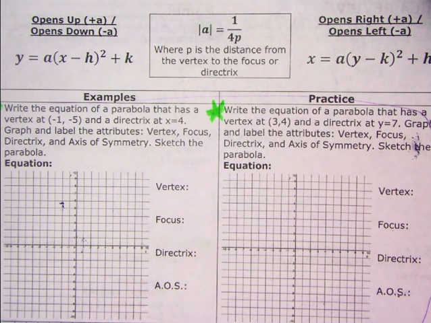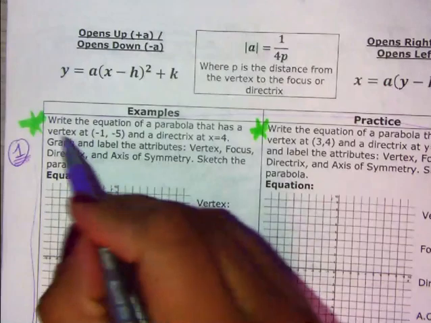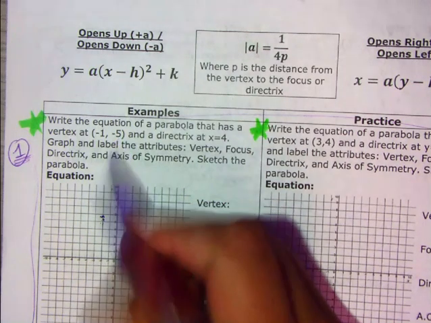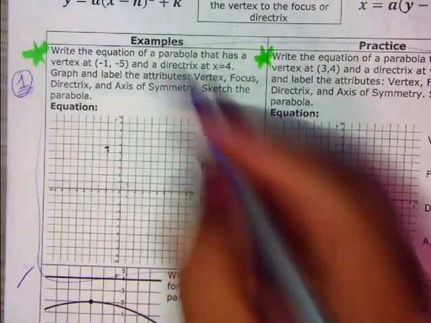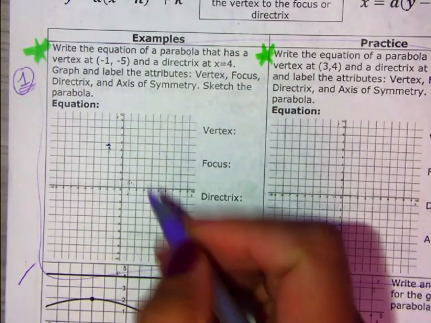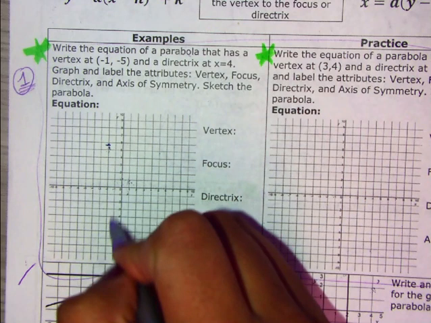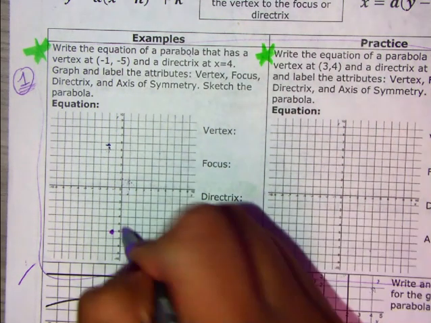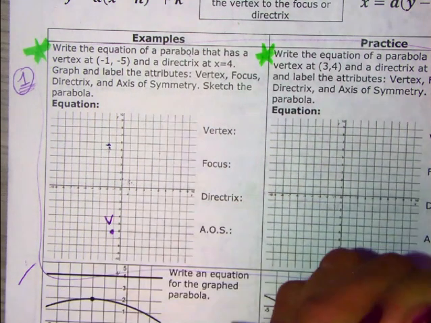So in this video I'm going to explain how to do these problems that talk about focus and directrix. This example says to write an equation of a parabola given the vertex of -1, -5. Please start by plotting that so you can visualize what the parabola looks like. So -1, -5 is around here, and let's label that V for vertex.